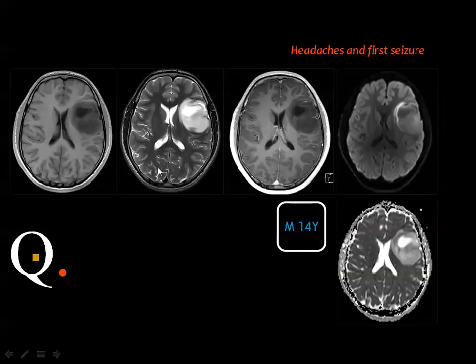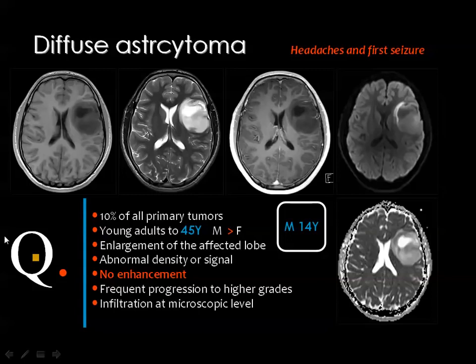Axial T1, T2, T1 post-contrast, diffusion, and ADC. What do you think? Infarction or tumor? Tumor. Which type of tumors? Glioma. Which type of glioma? It does not show marginal enhancement. This is the contrast scan, and this is not enhancement.